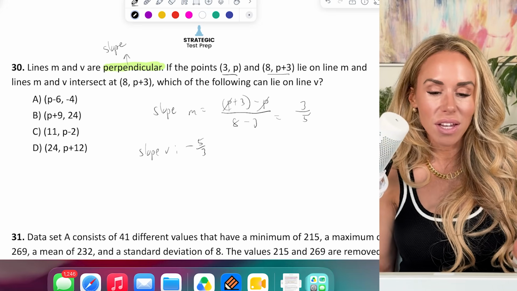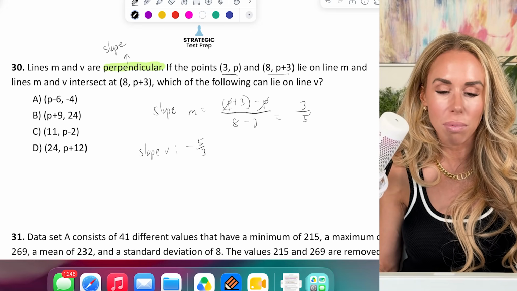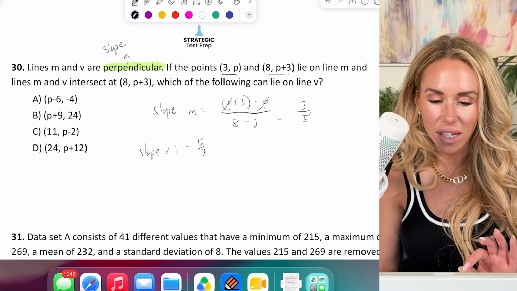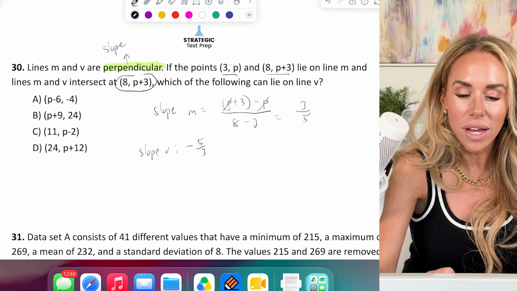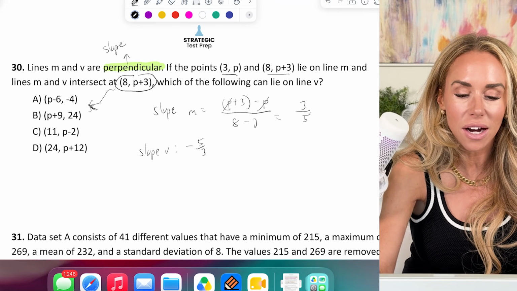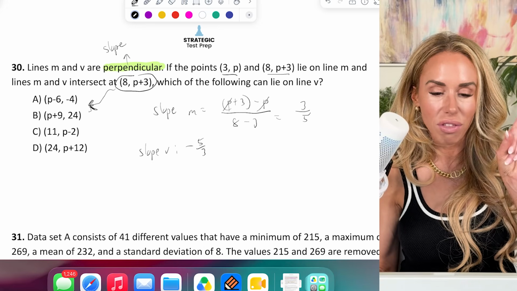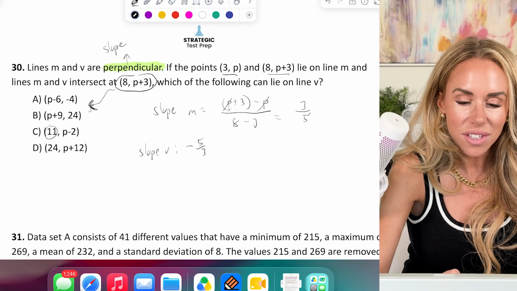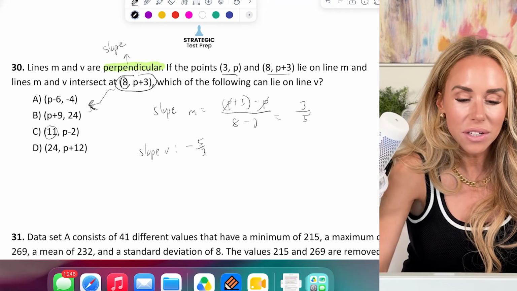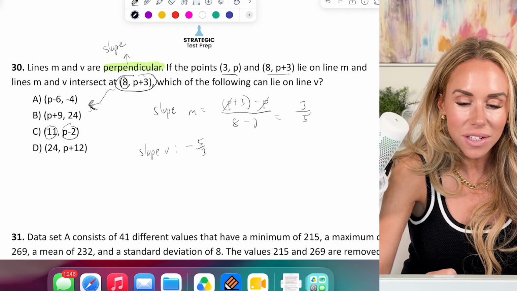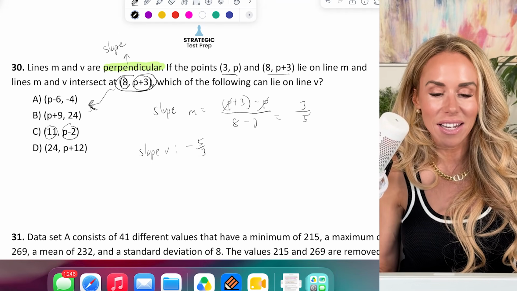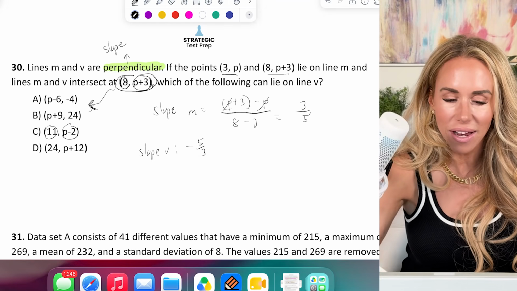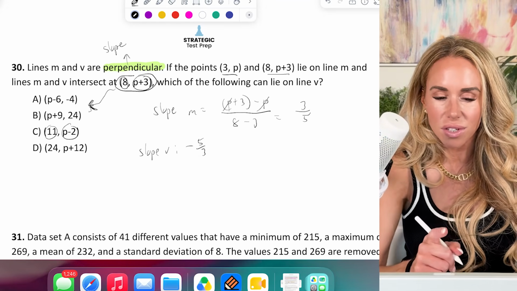Now it says M and V intersect at 8 comma P plus 3. And they said, which of the following can lie on line V? Well, I want this point plus the other point over here to get me a slope of negative 5/3. Okay? When I do 11 minus 8, I get 5. When I do P minus 2 minus P minus 3, I get negative 3? Hang on, let's put that in. Okay, so let's try C, because I know C is the right answer.